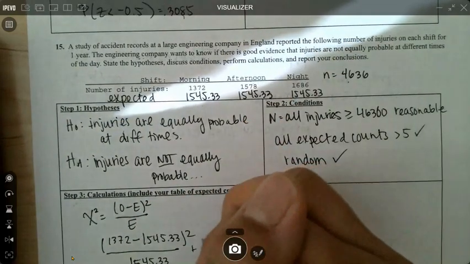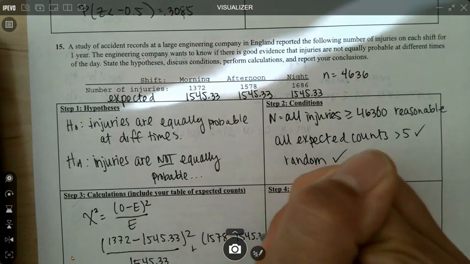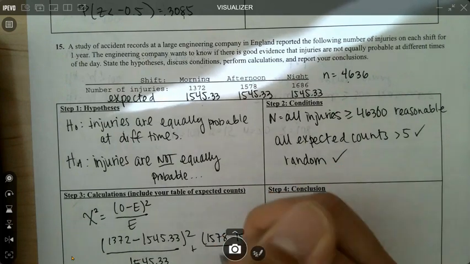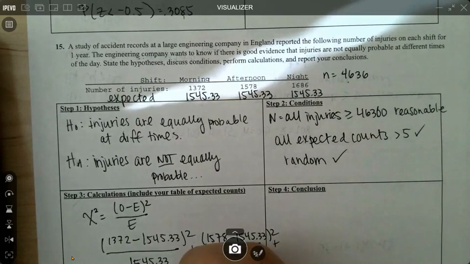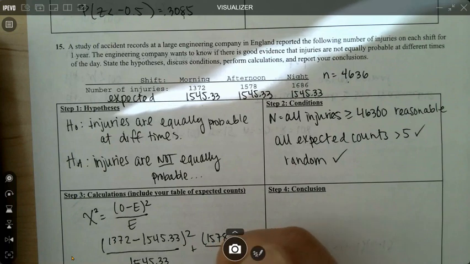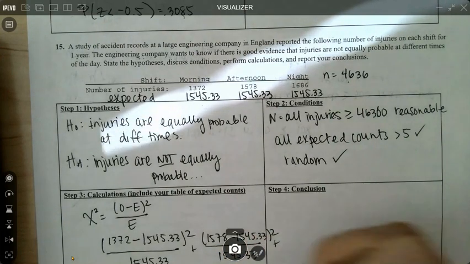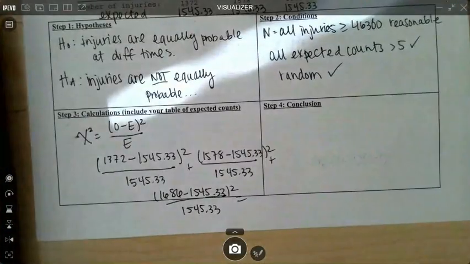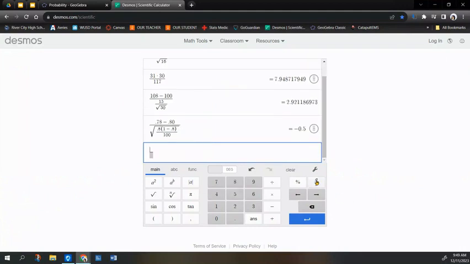The next one's going to be 1578 minus 1545.33 squared over 1545.33. And then the last one, 1686 minus 1545.33 squared over 1545.33. And that's going to give me my chi-square test statistic. It's going to be kind of a pain to type in, but we can do it.